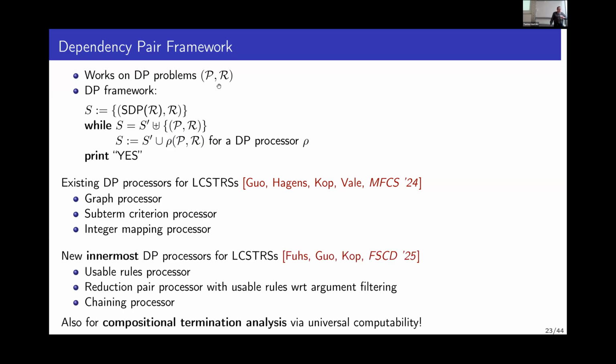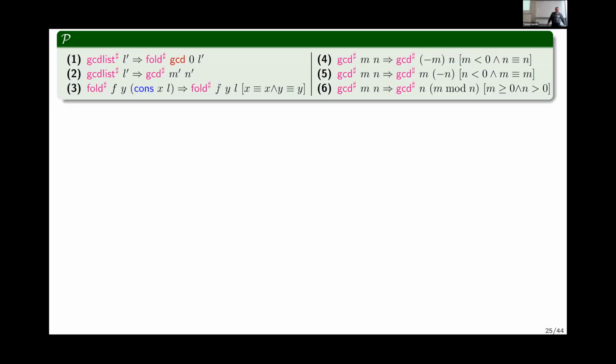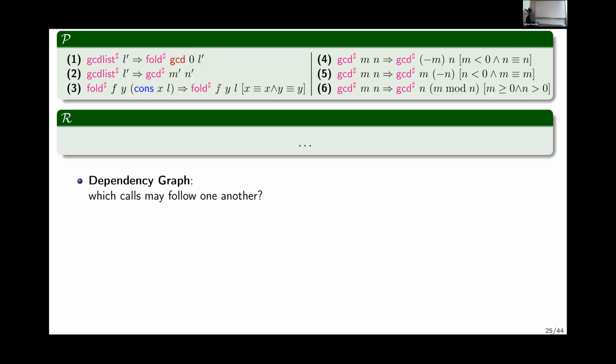And I'd like to show you some new processors that work specifically for the innermost setting. So about existing processors. The problem that we now need to analyze is these 6 dependency pairs. And for the processors at hand, we don't need to care too much about what these rules actually look like.